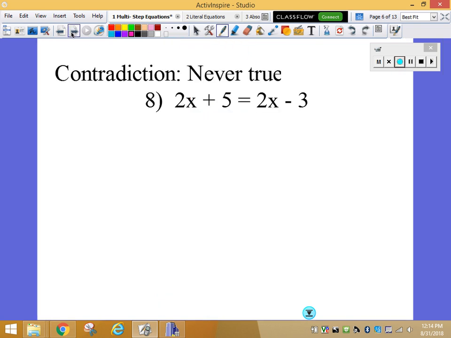Sometimes you're going to get something that's called a contradiction. Contradiction means it's never true. You need to write this down. Okay? Contradiction is never true. You also need to write down example 8. So pause it and do that, and then we'll do the problem.